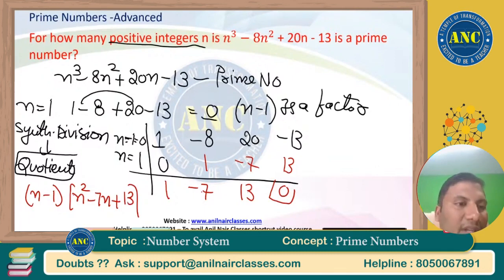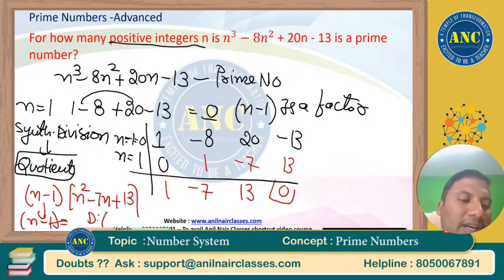Now see here. Let us check whether this expression is matching or not. n into n square, n cube, minus n into minus 7n, minus 7n square, minus n square, minus 8n square, 13n, plus 7n, 20n minus 13. So n minus 1 is a factor.